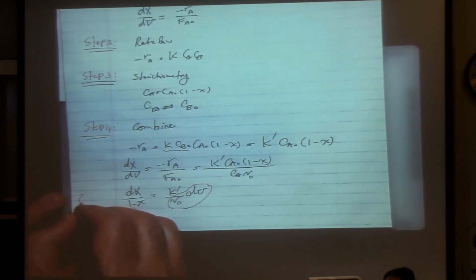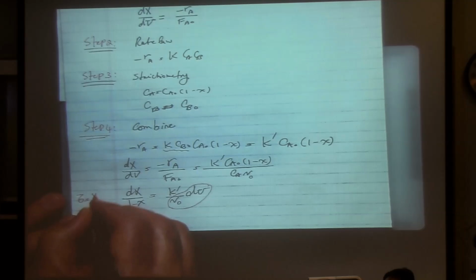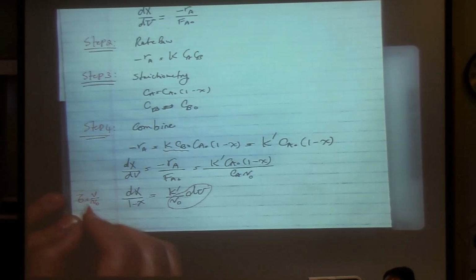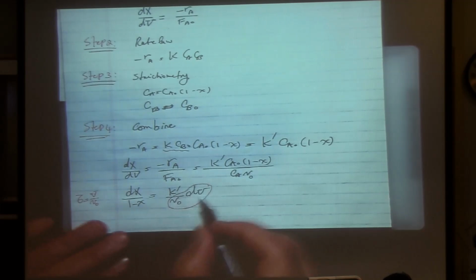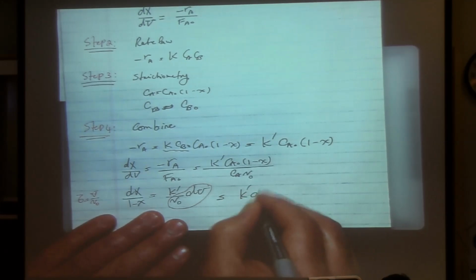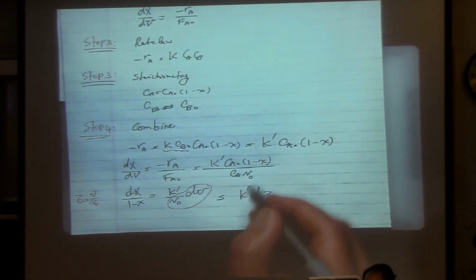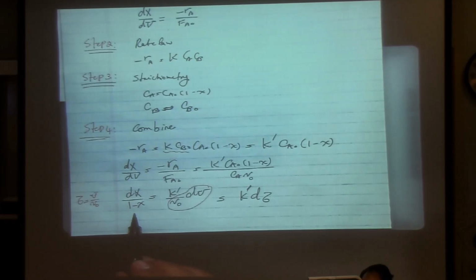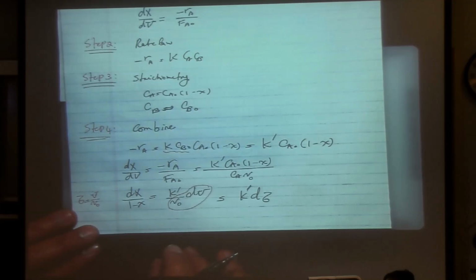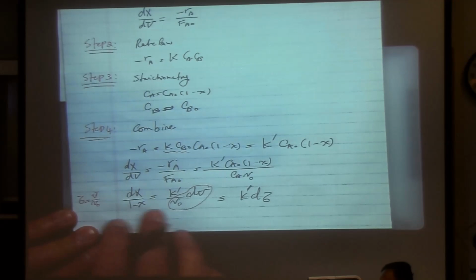So tau from chapter 1 was V over v0. So d tau would be dV over v0. Therefore, this would be k' d tau. So it's easy to integrate. So it's ln(1 minus X) minus ln(1 minus X0) would be k' tau, and you need the initial condition or boundary condition to solve this one. So easily you can solve it. I'm going to just flip to the next page.